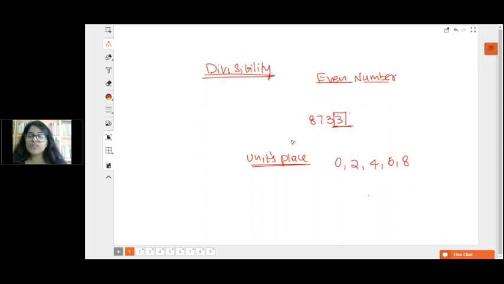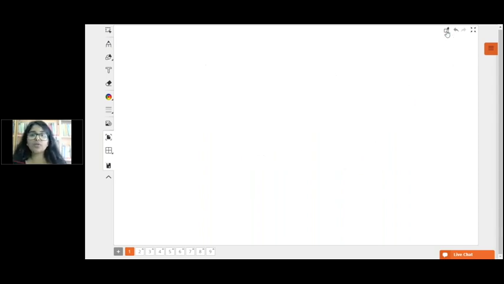We have already seen the divisibility rule for 3. Now coming to the divisibility rule for 4. So how do we apply the divisibility rule for 4? If you want to find out divisibility by 4, you have to see the last 2 digits. That is the last 2 digits.